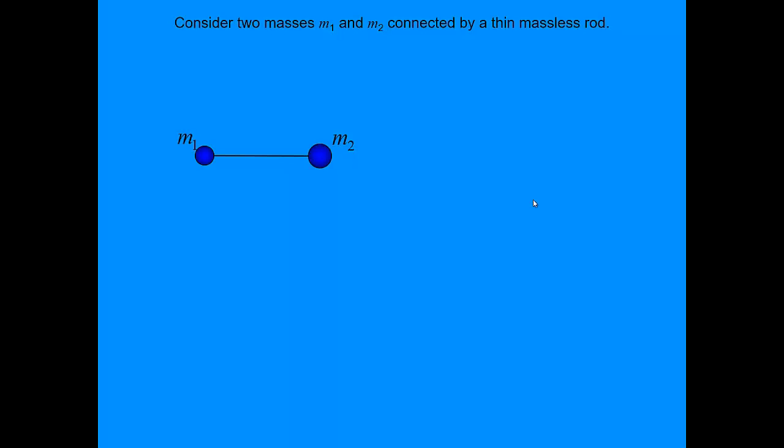So let's see how we can figure out where the center of mass of some particles is. We're going to do this in one dimension and then two dimensions in this video. So here we have two masses, mass 1 and mass 2. They're connected together by a thin massless rod. Now, we do this a lot in physics, so that they are connected to one another, so it becomes like a barbell kind of situation, but we're going to ignore the rod for right now.